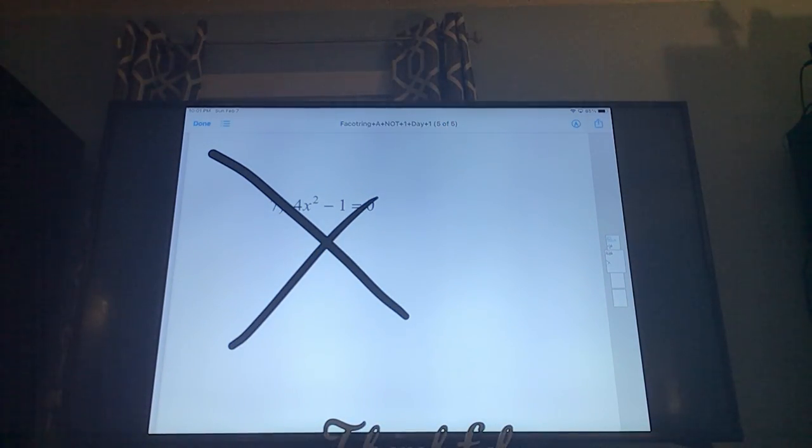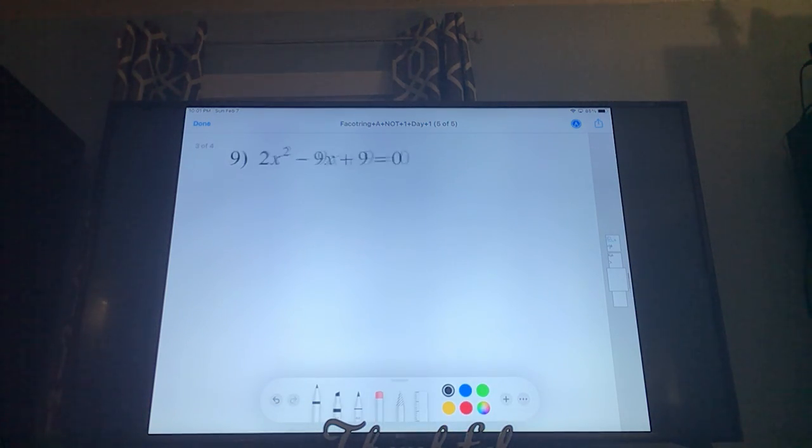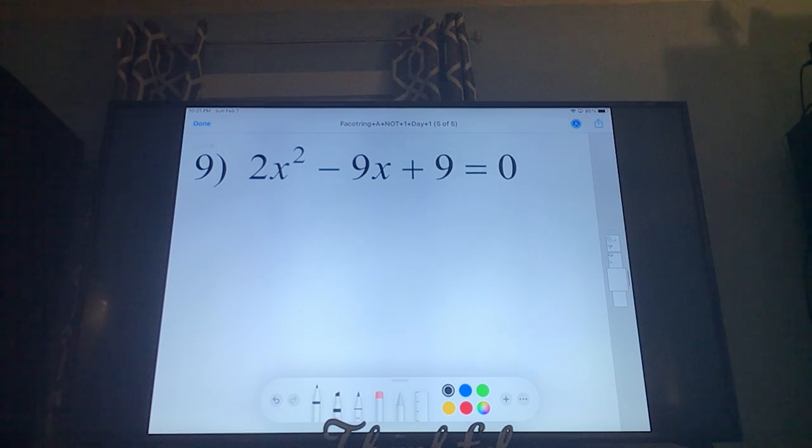Okay, take a second, cross off number 7. I don't want to do that one either. And then let's look at 9. Again, I'm sorry, because the closer I stand to the TV, then it gets a white screen.